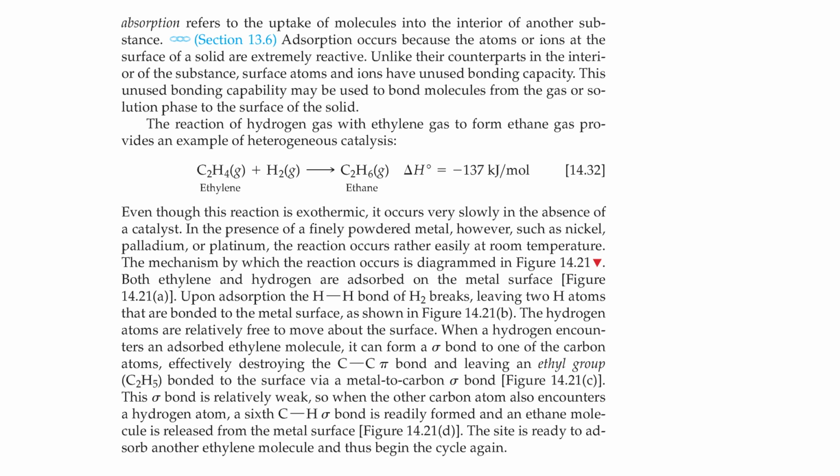When a hydrogen encounters an adsorbed ethylene molecule, it can form a sigma bond to one of the carbon atoms, effectively destroying the carbon-carbon pi bond and leaving an ethyl group bonded to the surface via a metal-to-carbon sigma bond. This sigma bond is relatively weak, so when the other carbon atom also encounters a hydrogen atom, the sixth carbon-hydrogen sigma bond is readily formed and the ethane molecule is released from the metal surface. The site is ready to adsorb another ethylene molecule and thus begin the cycle again.